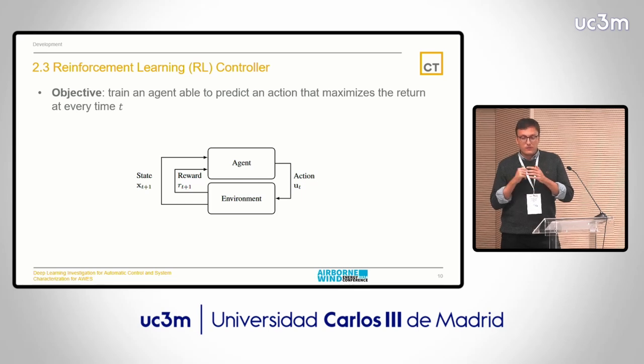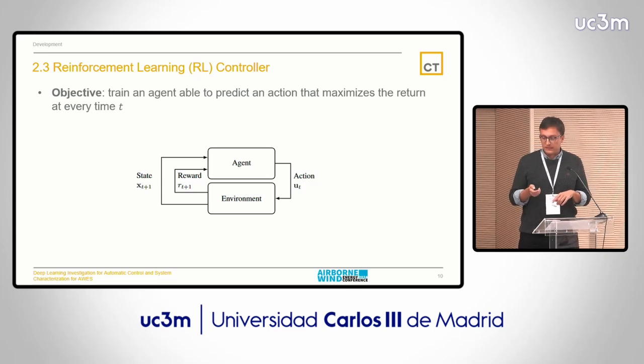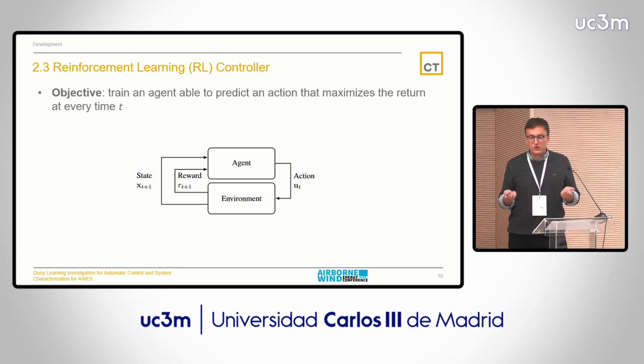Another parallel line we made was the development of a reinforcement learning controller. In general, a reinforcement learning controller trains an agent to predict an action that maximizes the return at every time t. In this case, we have the agent, that will be our controller. We have an environment that changes based on the action made by the agent, and the environment shares with the agent what the next state is, so the agent can know where it is in the next state, and the reward that measures how good or how bad that change was.